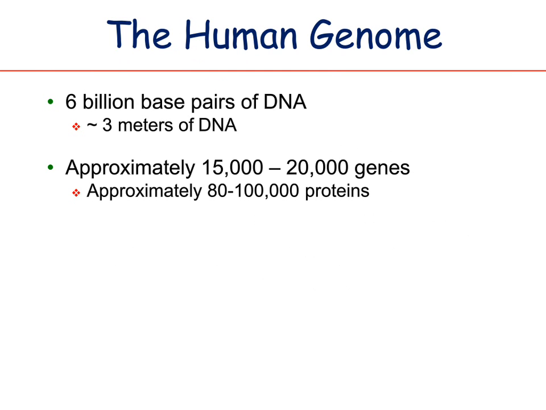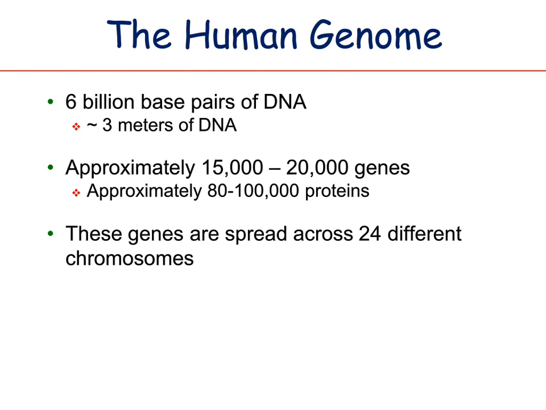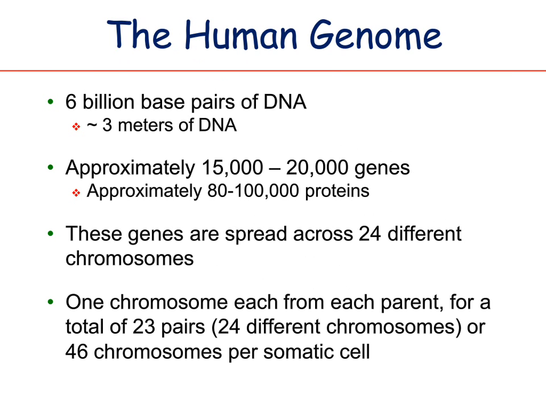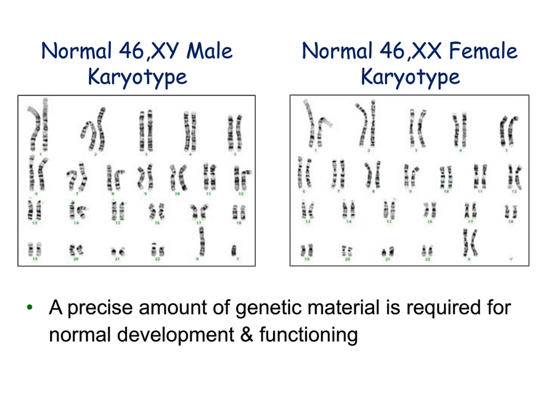We know that genes are spread across 24 different human chromosomes, and that we require one chromosome from each parent, giving us 23 pairs, or 24 different human chromosomes, 46 chromosomes per somatic cell. This is just a nice G-banded image of the chromosomes. On the left you can clearly see an X and Y chromosome indicating a male, and on the right karyotype you see a female with the 2 X chromosomes. And this is exactly what we would require for normal functioning and development.